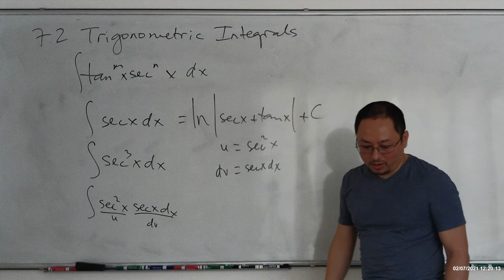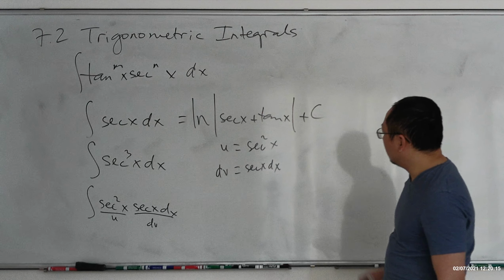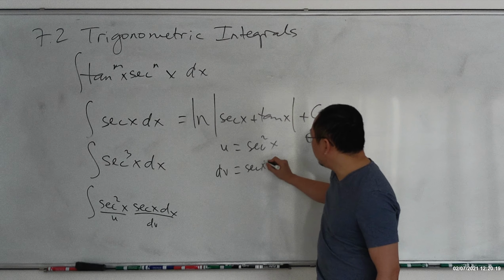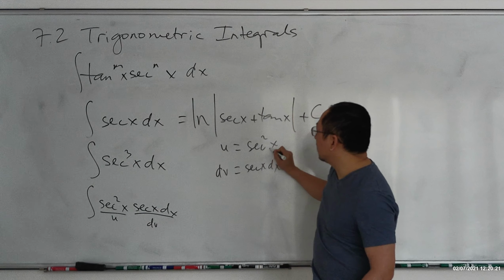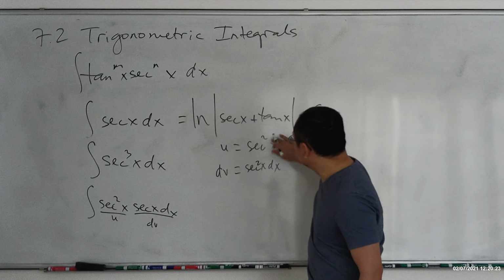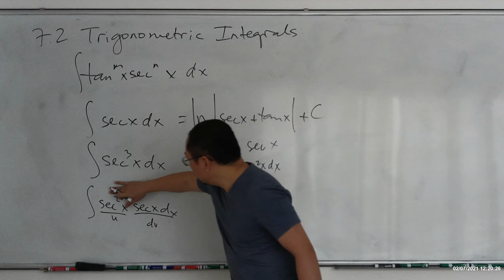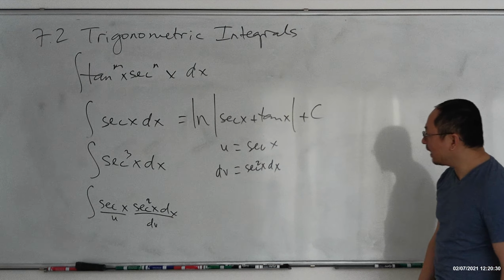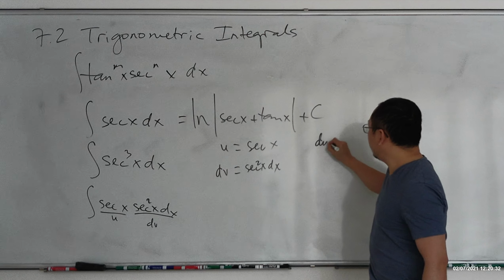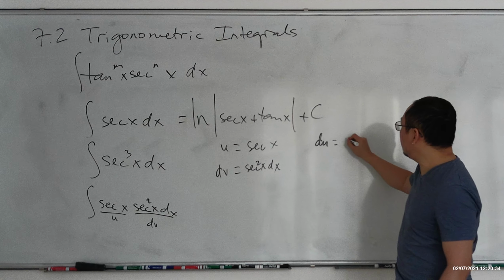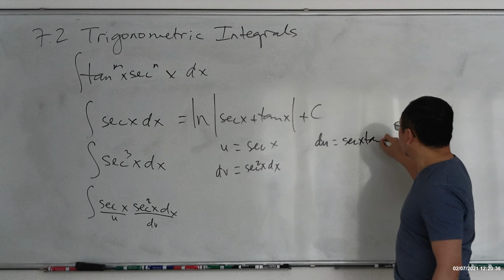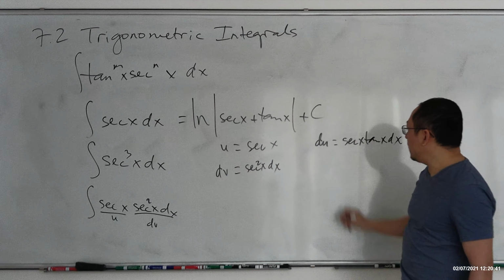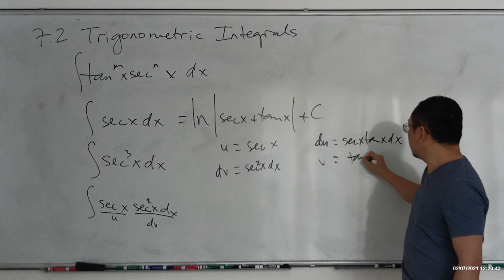or maybe the other way around would be better. I think I would do it the other way around because I know that the derivative of tangent is secant square, so let's do it this way. Secant x times secant square of x dx. Yeah, that's better. Then I have du is the derivative of secant, which is secant x tangent x dx. The derivative is secant square, so v is tangent x.